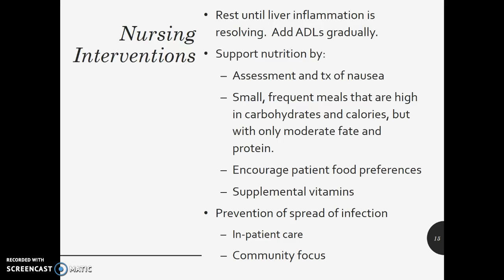Main nursing interventions, the key thing is the patient needs to rest until the liver inflammation is resolving. So you don't want to overstress them. You want to do ADLs gradually. You want to support nutrition. Small frequent meals that are high in carbs and calories, but only moderate in fat and protein. And really try to see what their food preferences are. They are always going to be on supplemental vitamins as well. And of course, we want to prevent spread of infection in the community and in the hospital.